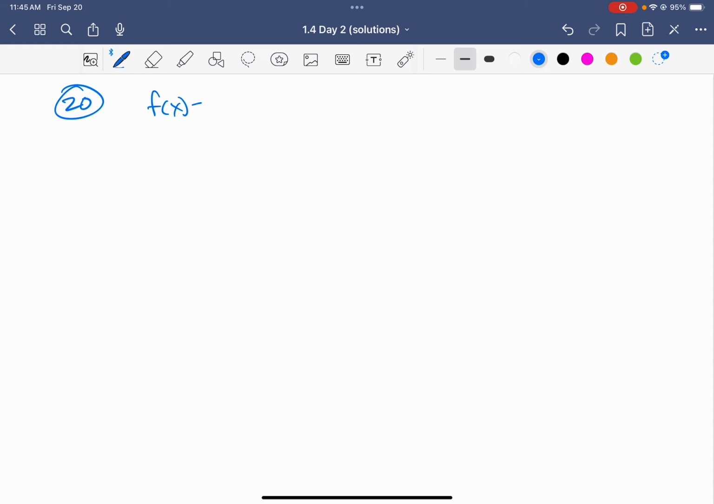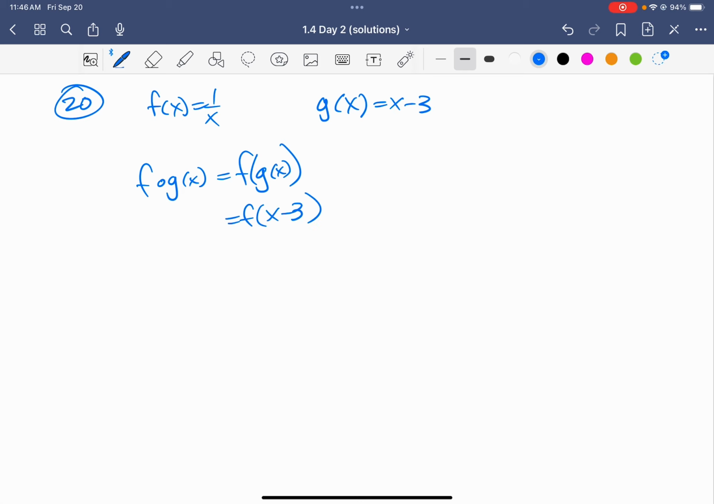So first, I've got f of x is equal to 1 over x, and g of x is equal to x minus 3. What it wants to know is, first, find f of g of x. Well, I know that means to find g of x and plug it into f. Well, what is g of x? It's x minus 3. If I plug it into f, it's going to be 1 over whatever I plug in. But here I'm plugging in x minus 3, so there's my function.